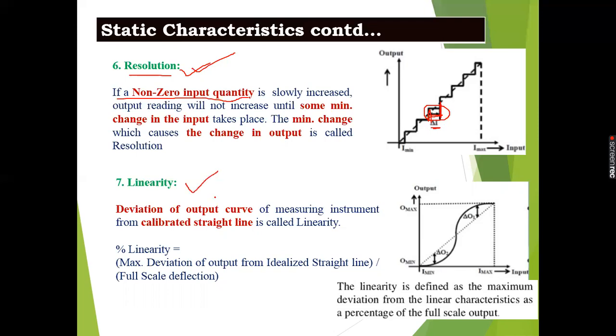Coming to the next one, linearity. If you observe here, this is the standard curve, and this is the actual curve we are getting. Linearity is nothing but the deviation of this output curve from the calibrated straight line. This is the actual predefined straight line. How much it deviates when you perform the experiment for that particular instrument is called linearity. Percentage linearity equals maximum deviation of the output from the idealized straight line, divided by full scale deflection.